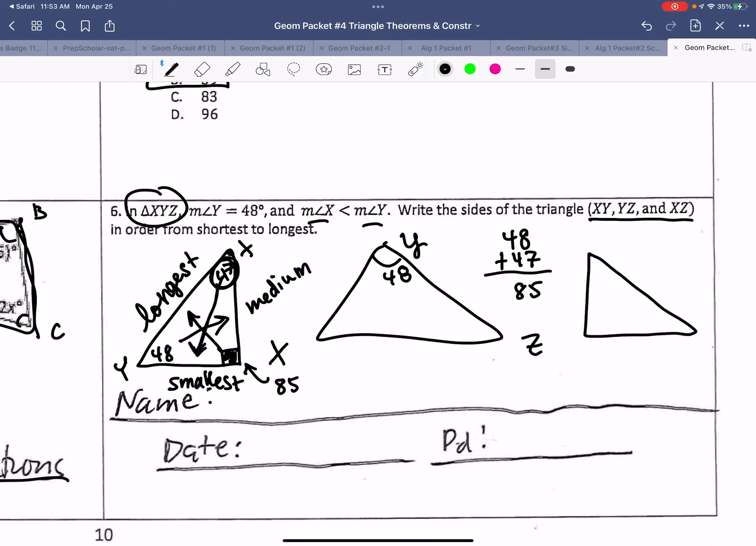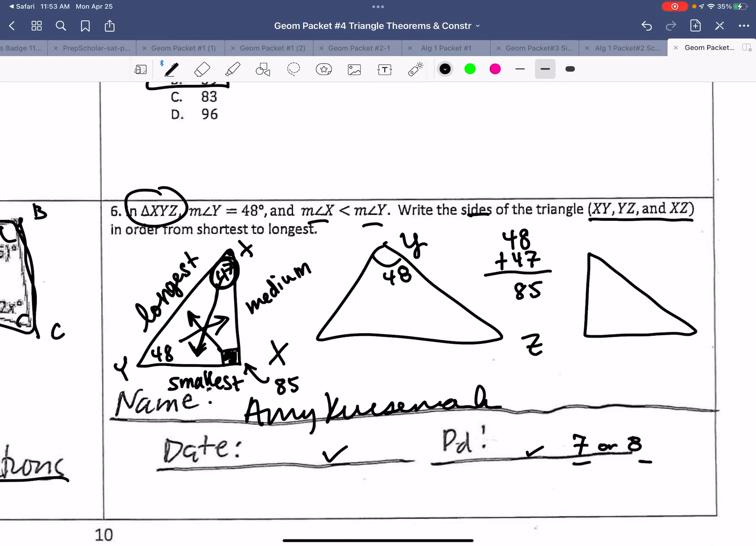So what is the smallest side? It says write the sides least to greatest, and make sure you write your name here, and the date and the period. And this should be for period 7 or 8, right?